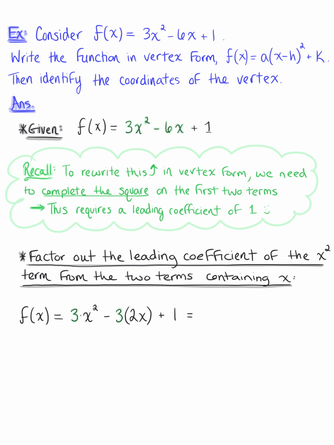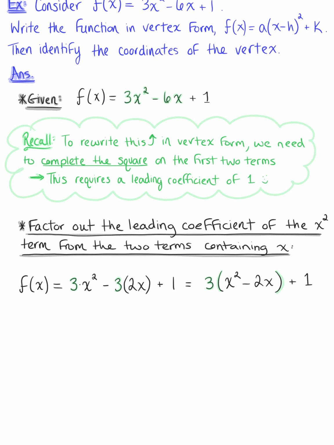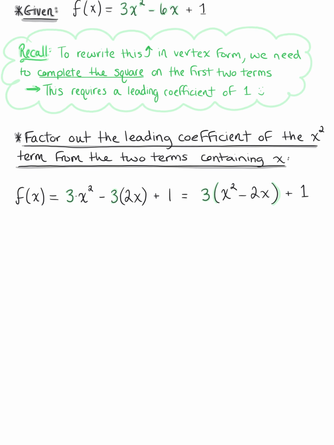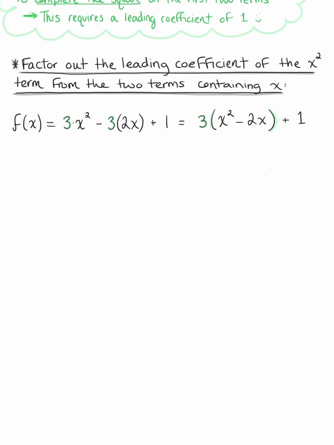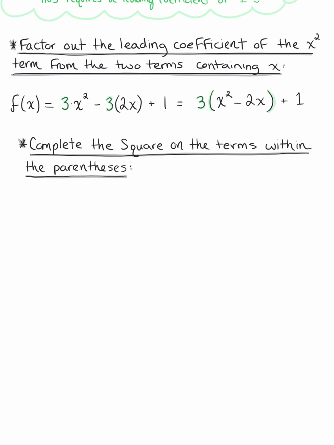So in other words, we are going to rewrite f of x as 3 multiplied by x squared minus 2x in parentheses plus 1. So now that we have factored out the leading coefficient of the x squared terms from the first two terms, we are officially ready to complete the square on the terms within the parentheses. So in other words, within those parentheses, we are going to add and subtract half of the coefficient attached to x. So in other words, we are adding and subtracting negative 2 divided by 2 squared.